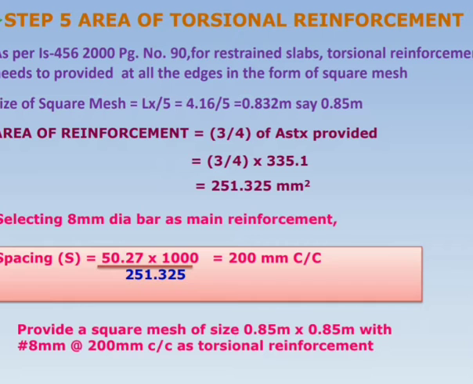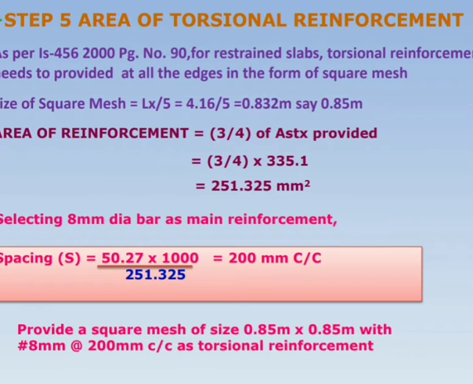We have to provide this reinforcement in the form of a square mesh of 0.85 by 0.85, and the area of the reinforcement as per IS 456 will be 3/4 of ASTX provided, which we have already calculated previously. ASTX provided we have calculated as 335.1. So 3/4 of 335.1 comes out to be 251.325. Selecting 8 mm bar diameter as main reinforcement, we get spacing equal to 200 mm.